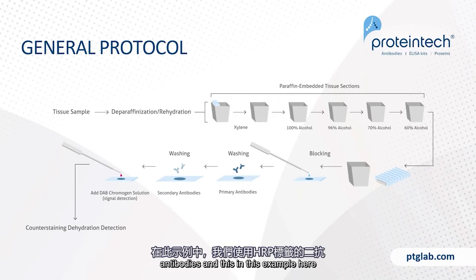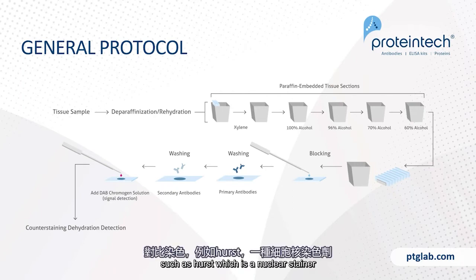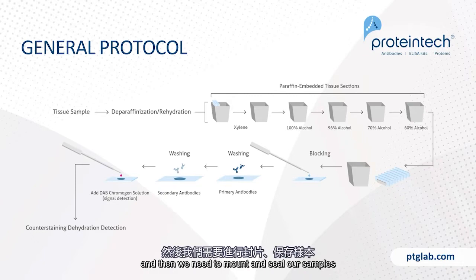And in this example here, we would incubate with an HRP tagged secondary antibody before then visualizing this with DAB. When using a chromogen like DAB, we want to make sure that we are carefully timing how long it takes for a reaction to occur, so that we don't overstain or understain using this DAB reaction before stopping it. Then following that, we can use a counterstain, such as Hoechst, which is a nuclear stain, and then we need to mount and seal our samples.